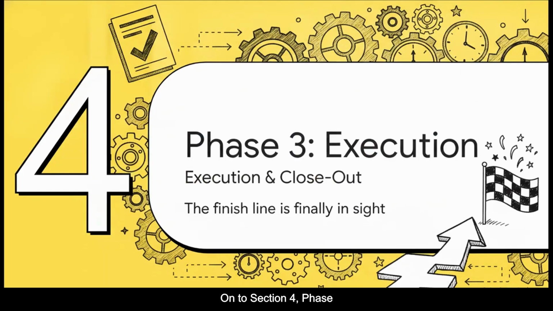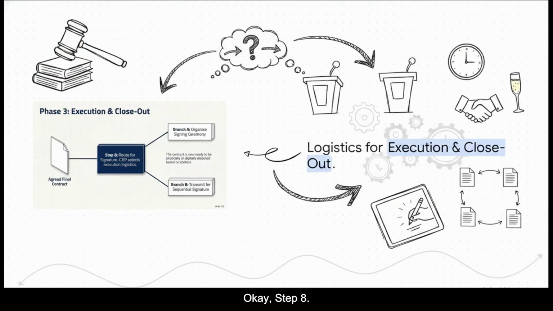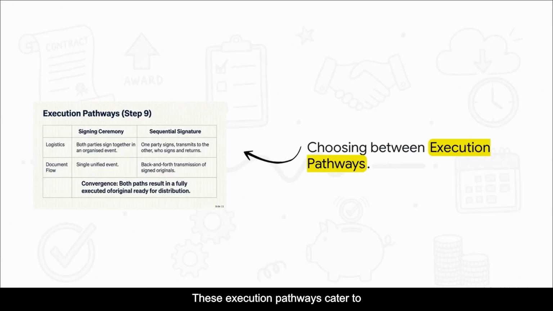On to Section 4, Phase 3, Execution Closeout. Okay, Step 8. We take that agreed final contract and figure out the logistics for execution. Depending on the context, CNP chooses one of 2 branches. Branch A is organizing a formal signing ceremony. Branch B is transmitting the document for a sequential signature. These execution pathways cater to real-world operations.